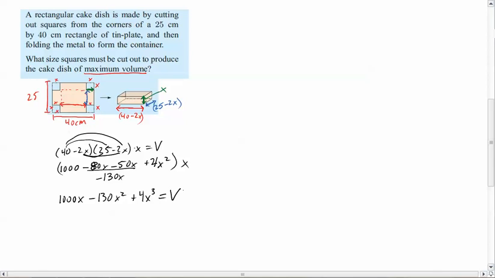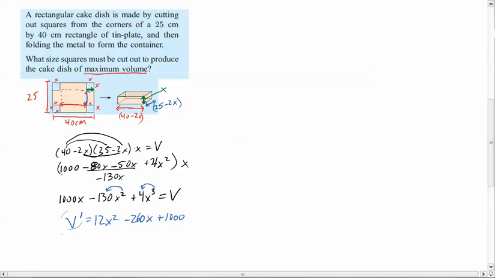Now, if we're optimizing, if we're doing a maximum or minimum, then what we need to do is take the derivative. So let's go ahead and find the derivative of this. I'm going to go ahead and rewrite it in standard form. So I'm going to put the 3 in front. So that's 12x squared minus 260x, and then plus 1,000. All right, so that's what we've got. So at this point, we now want to find when the derivative is equal to 0. Now you've got a couple options here.